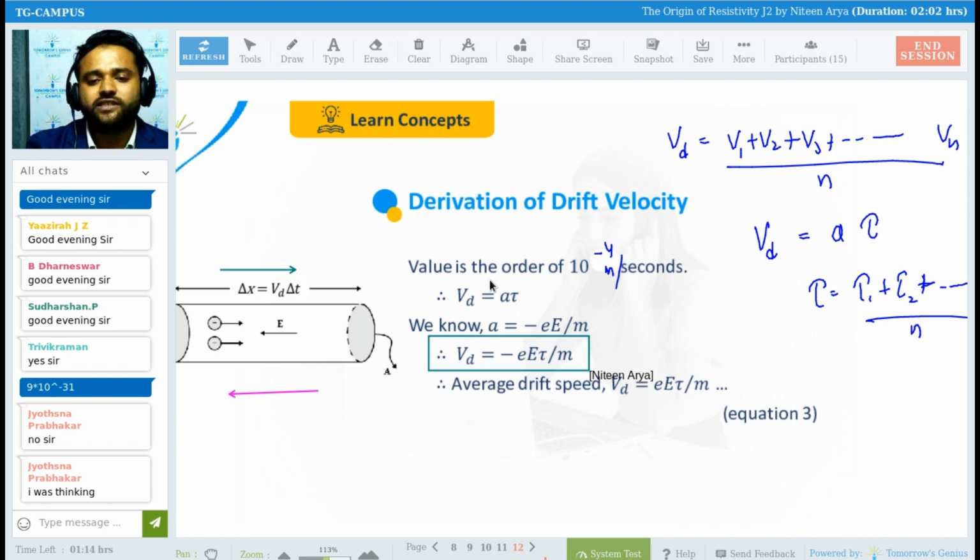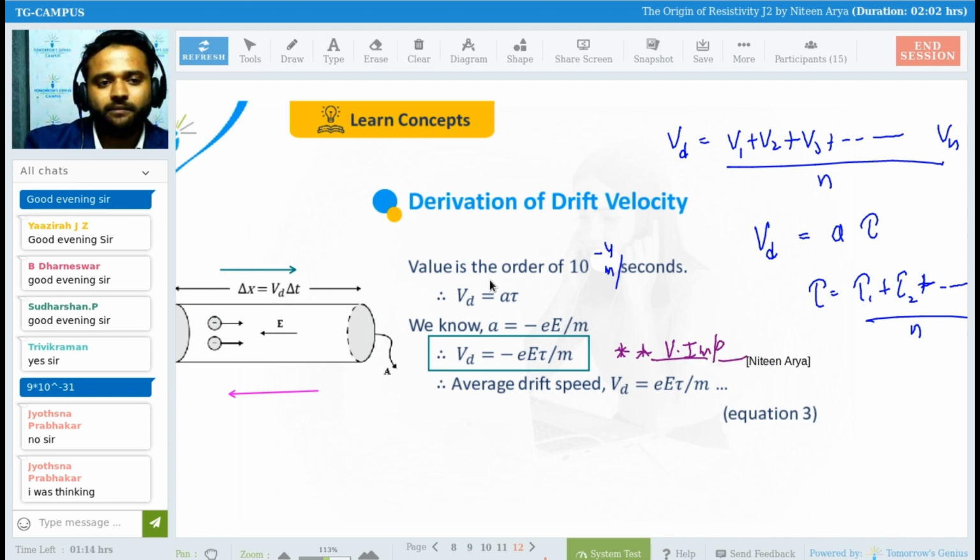Just putting the value of A, which is minus E by m, we get the drift velocity relation, and that is the important one. Right now we are doing that, so you remember this, you're going to solve questions on that also. But believe me, when the whole 11th class and 12th class books are covered, you just forget this small term, even the concept of what is drift velocity, and then you find it difficult to solve.